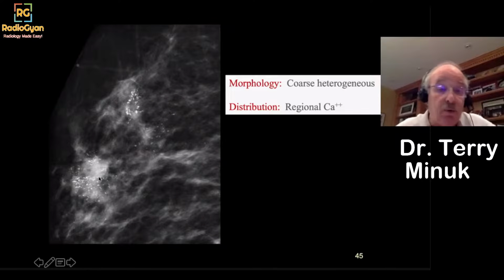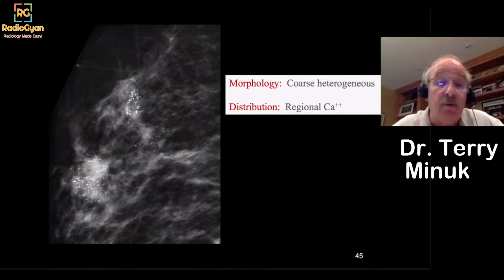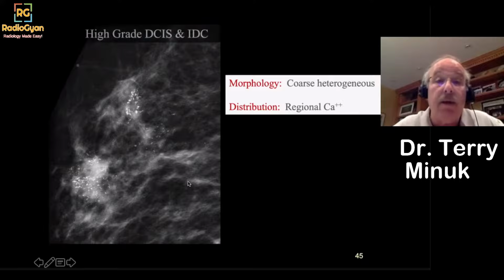Here's coarse heterogeneous calcifications, but these are associated with a density, a mass. So this is going to be invasive ductal carcinoma with DCIS. If you think that some of these calcifications are linear and branching, then that would be invasive ductal carcinoma with high-grade DCIS, more likely high-grade DCIS anyway.